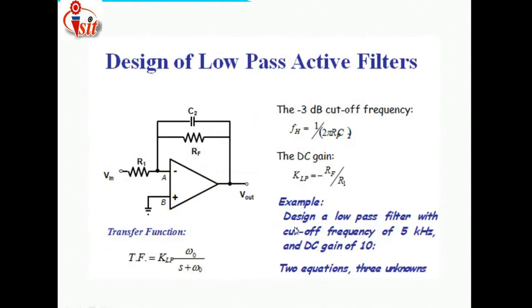Then, as an example, design a low pass filter with a cutoff frequency of 5 kHz and a DC gain of 10. Two equations we need to know: the transfer function of the low pass active filter is equal to KLP omega 0 over S plus omega 0.